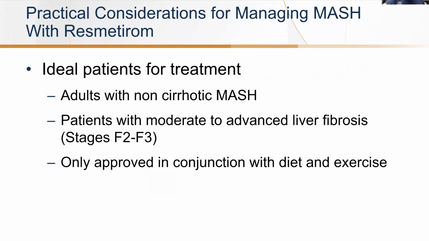So practical considerations for managing MASH with resmetirom. You want to consider this for adults who have no evidence for cirrhosis. You want to consider this with patients with moderate to advanced liver fibrosis, stage F2 or F3. And again, this is only approved in conjunction with diet and exercise.